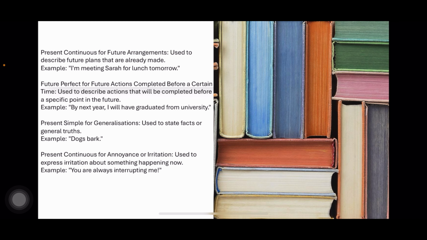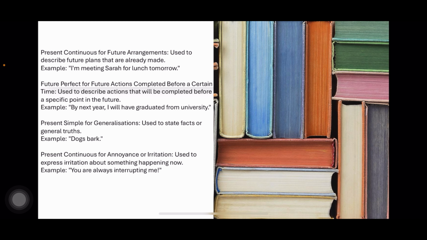Present continuous for future arrangements, used to describe future plans that are already made. Example, I am meeting Sarah for lunch tomorrow. Future perfect for future actions completed before a certain time. It is used to describe actions that will be completed before a specific point in the future. Example, by next year I will have graduated from university.